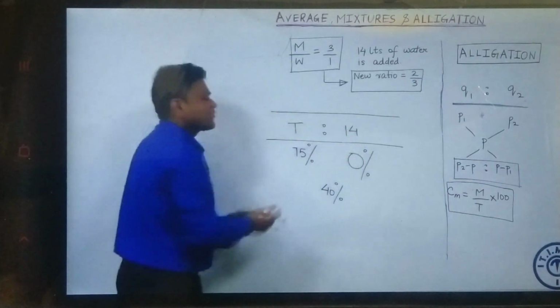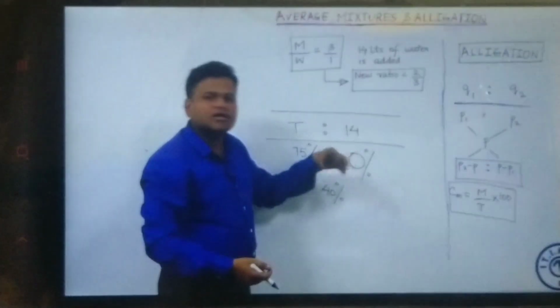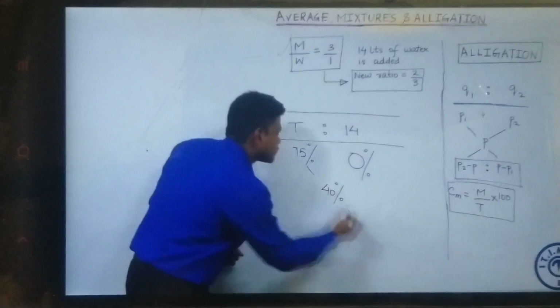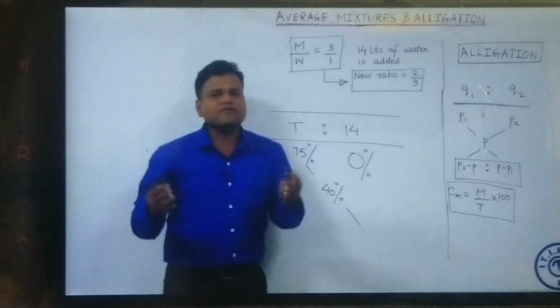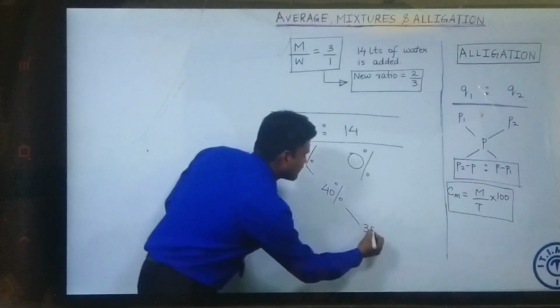So, above this line, we are writing the total. Below this line, we are talking about the concentration. Let it be 0, let it be 100, doesn't really matter. Now, thereafter, the difference is what we shall be dealing with. 75 and 40. How much difference? 35. We write this difference, which is 35.